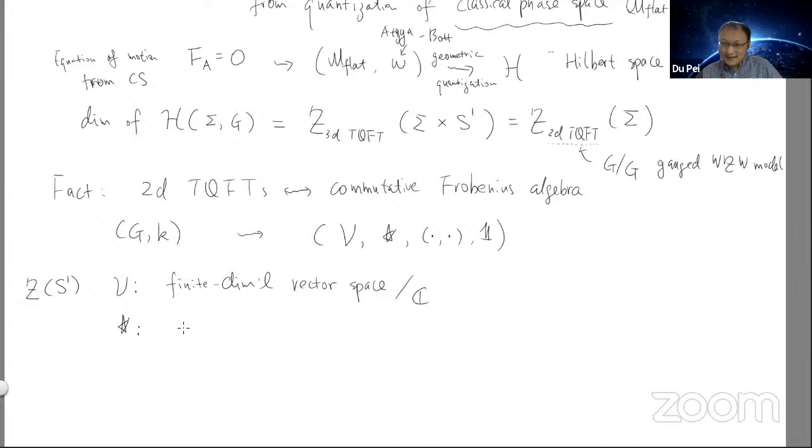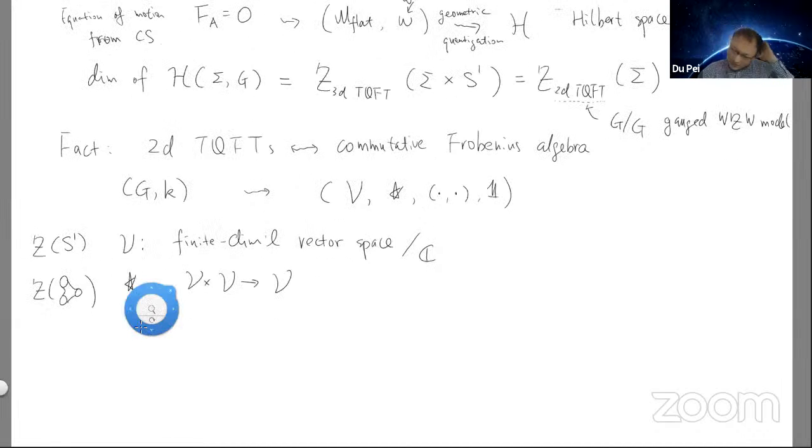And star here gives you products on this space V. Maybe let me write it again like this. And this is what the TQFT would associate to a pair of pants.